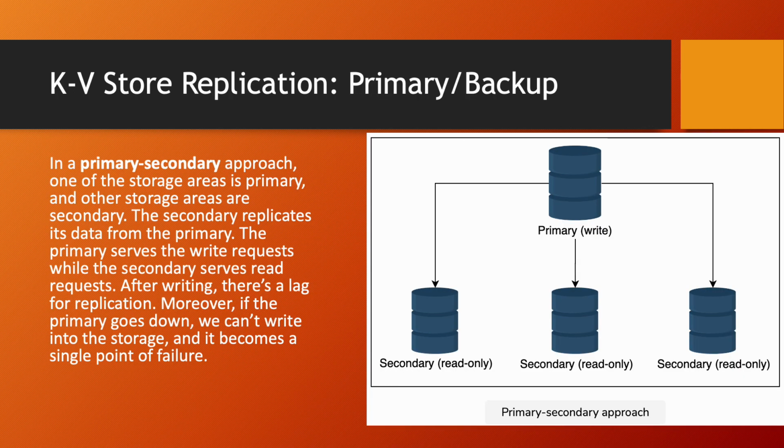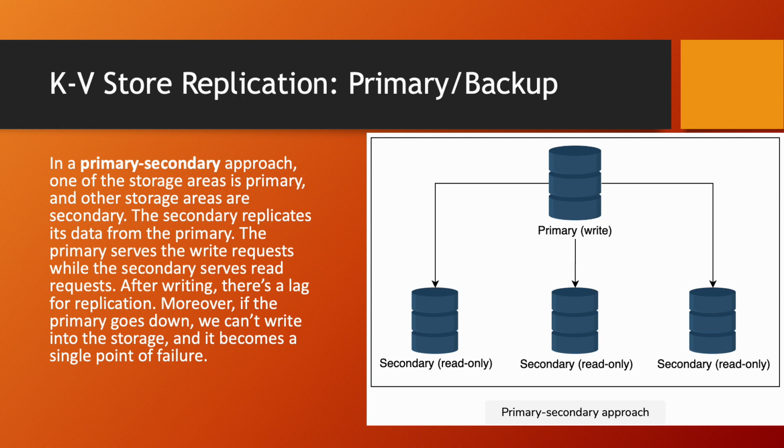So the primary-secondary approach is also called primary-backup, leader-follower, and what else? Master-slave, but it's not used anymore, unlikely so. In a primary-secondary approach, one of the storage areas is primary and the other storage areas are secondary. The secondary replicates this data from primary. The primary serves the write request while the secondary serves the read request. Let's be careful here. The primary can also serve the read request.